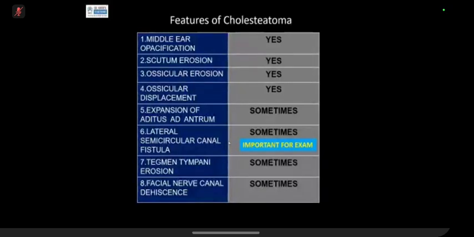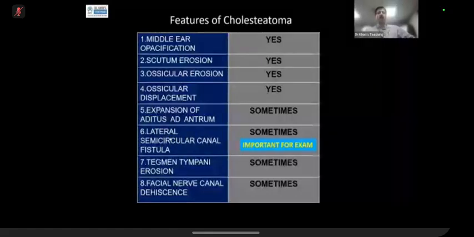Okay. Now, these are the features of cholesteatoma which you have to remember. One is middle ear opacification, then erosions. So, what to look for? There can be scutum erosion, as I've told you, ossicular erosion, ossicular displacement can be there. Sometimes there can be expansion of the aditus ad antrum, but a favorite of the examiner will be lateral semicircular canal fistula.